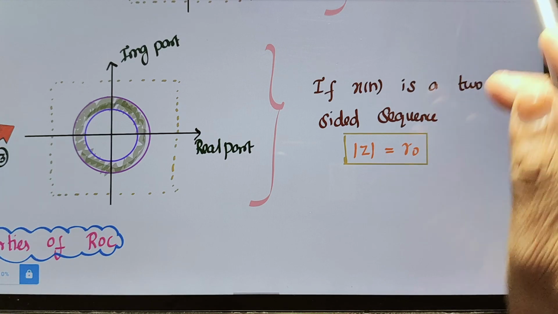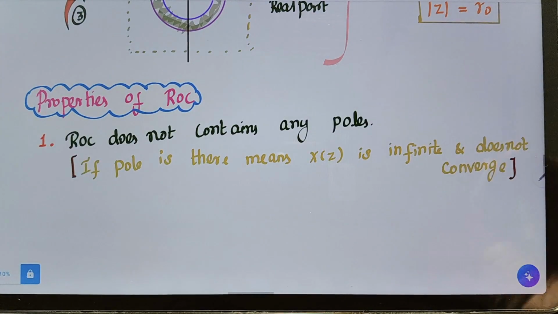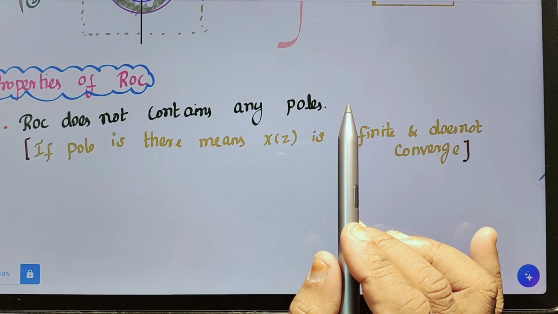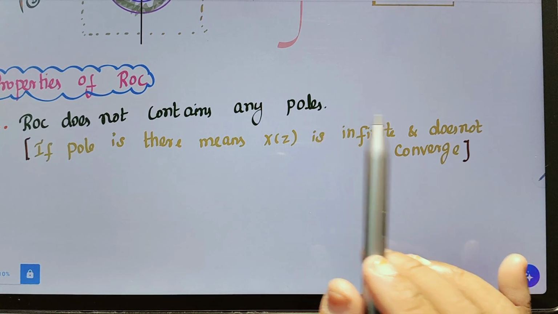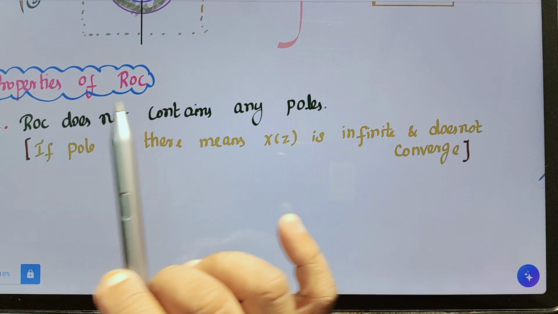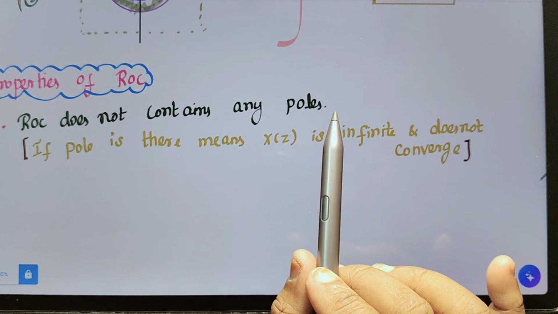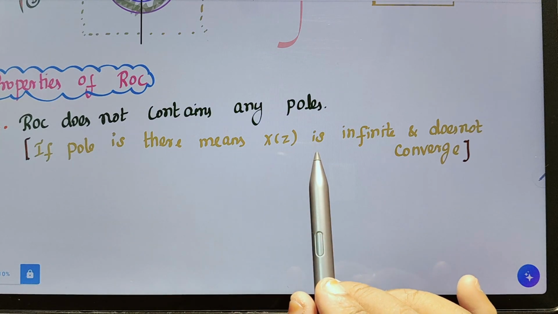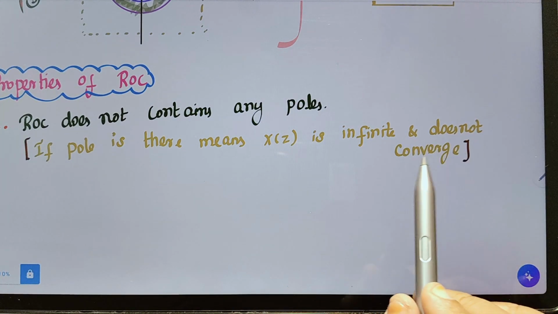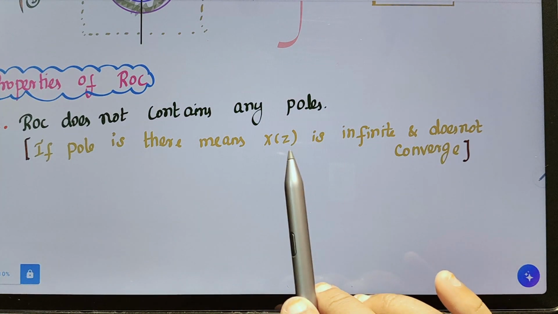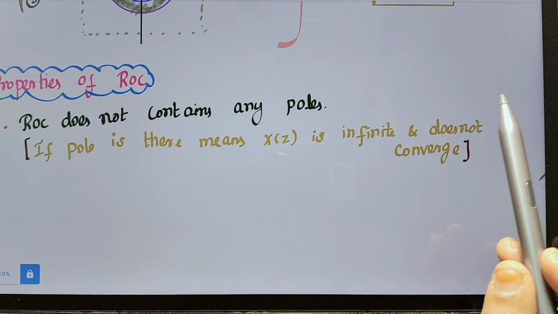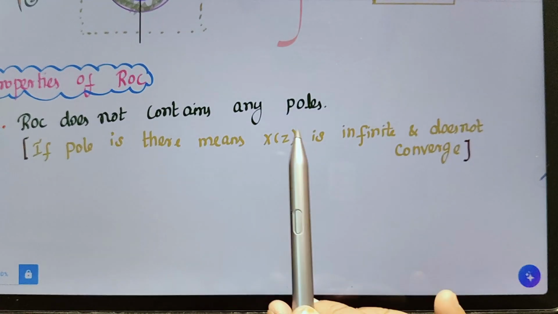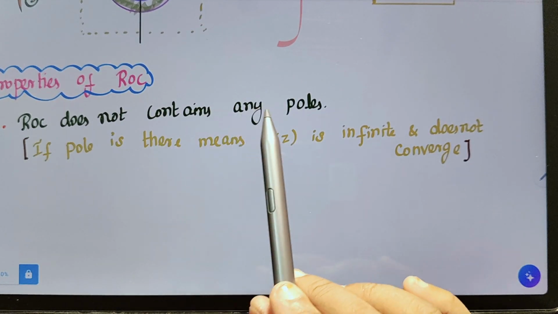Next, see the properties of the Z transform, one by one. ROC does not contain any poles. We know there are poles and zeros, but the ROC does not contain any poles. If poles are present, that means X of Z is infinite and does not converge. X of Z goes to the infinite range. So under no condition does the ROC contain any poles.